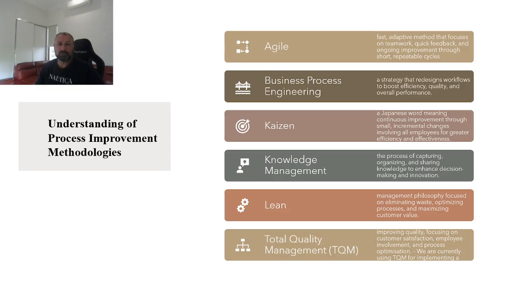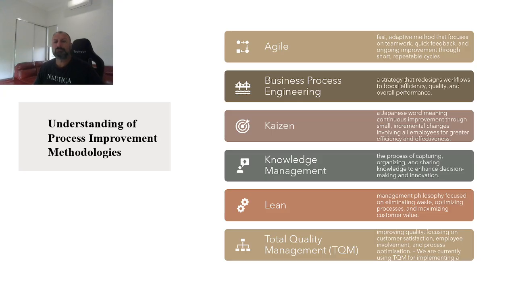methodologies such as Agile, which is a fast and adaptive method that focuses on teamwork, quick feedback and ongoing improvement through short and repeatable cycles. Business process reengineering, a strategy that redesigns workflows to boost efficiency, quality and overall performance. And Kaizen, which I'd never heard before, a Japanese word meaning continuous improvement through small, incremental changes involving all employees for greater efficiency and effectiveness. And there's Lean, which I previously mentioned, the management philosophy focused on eliminating waste, optimizing processes and maximizing customer value.